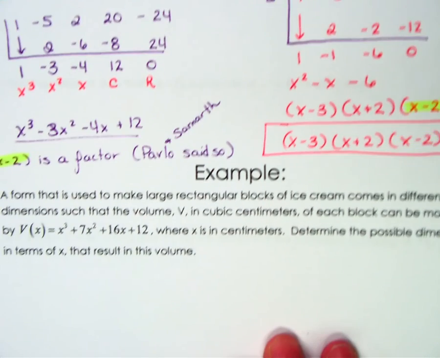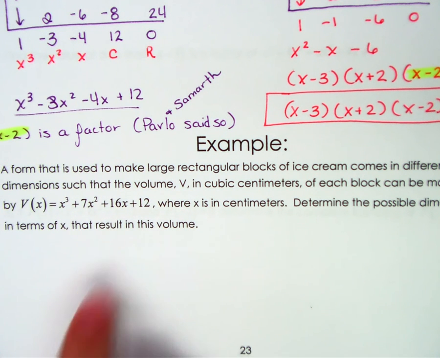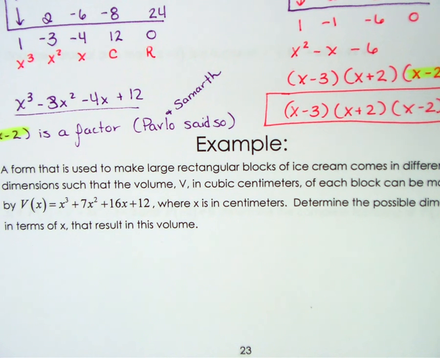One more question. A form that's used to make large rectangular blocks of ice cream comes in different dimensions such that the volume in cubic centimeters of each block can be modeled by that, where x is in centimeters. Determine the possible dimensions in terms of x that result in this volume. So what are you going to do? We did this one before. You're going to factor it. Find the factors, folks.